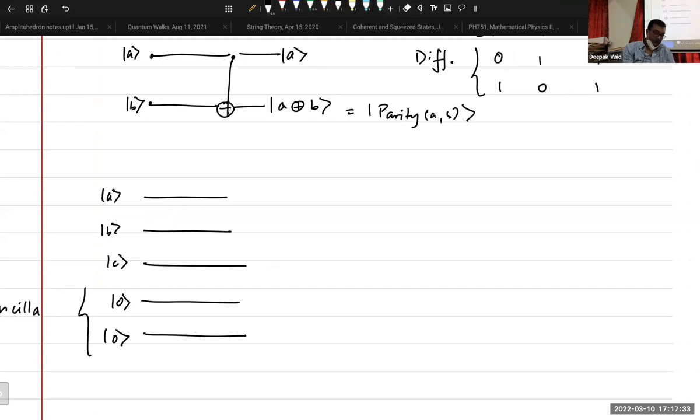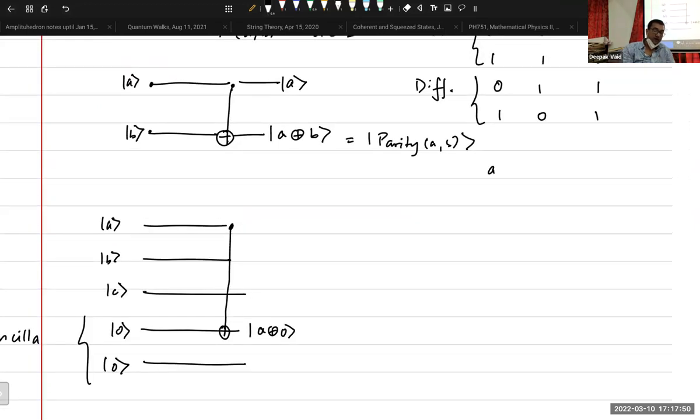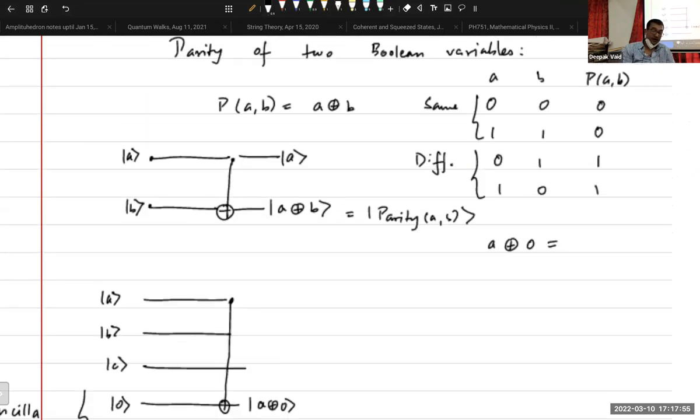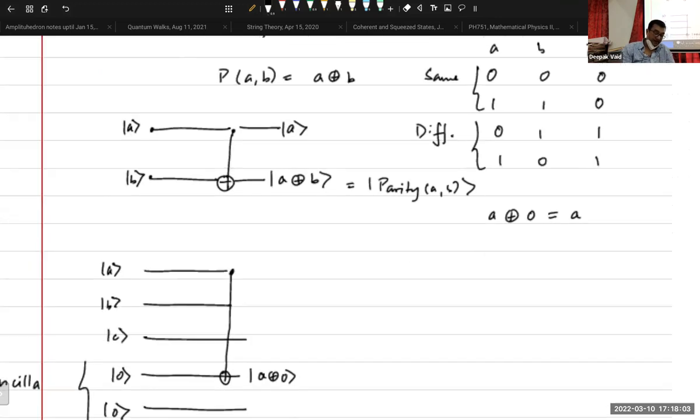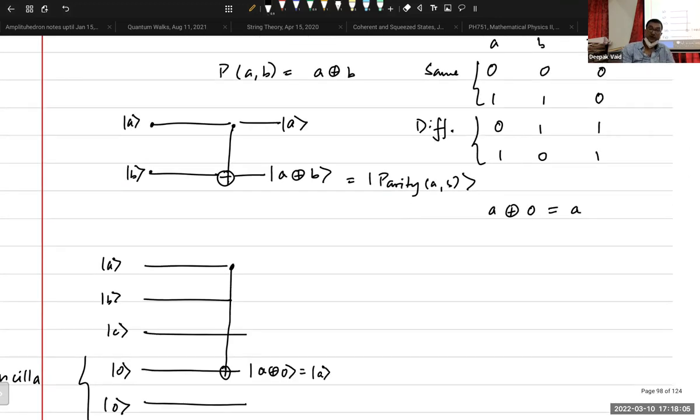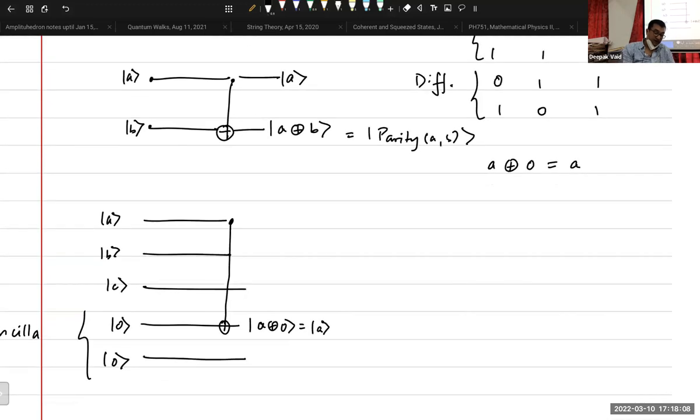The first step is to perform a C naught between qubit A and this qubit zero. Here you will get A XOR zero. Now for any Boolean variable, what is A XOR zero? If A is equal to zero, you get zero. If A is equal to one, you get one. So A XOR zero is A. This just gives you the state A over here.